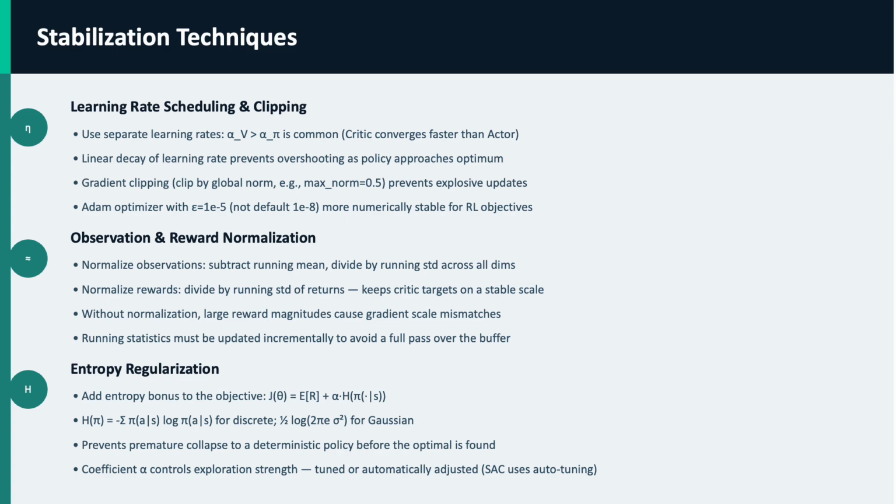Gradient clipping by global norm, capping the total gradient magnitude at a value like 0.5, prevents any single bad batch from causing an explosion. The Adam optimizer with epsilon set to 1e-5 rather than the default 1e-8 is more numerically stable for reinforcement learning objectives where gradient scales vary wildly.